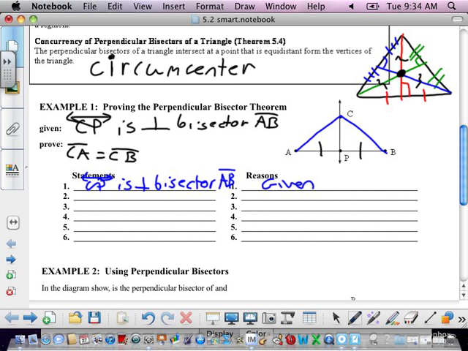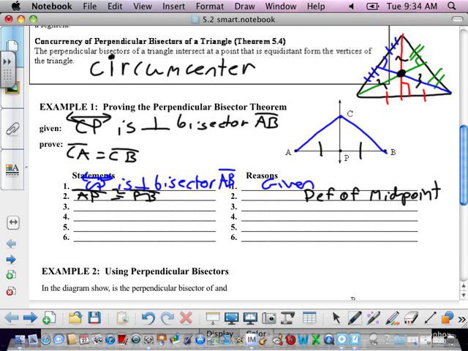Okay, so AP is congruent to PB, because what do we call this? What is this point right here? What's P? It's not the bisector, the bisector is CP. What's P? Midpoint. Definition of midpoint.